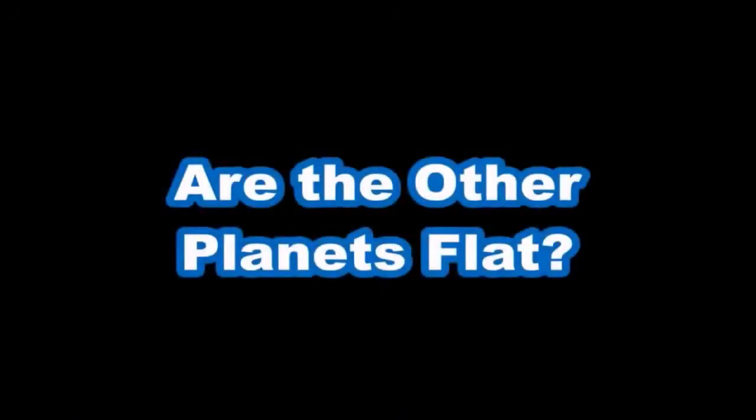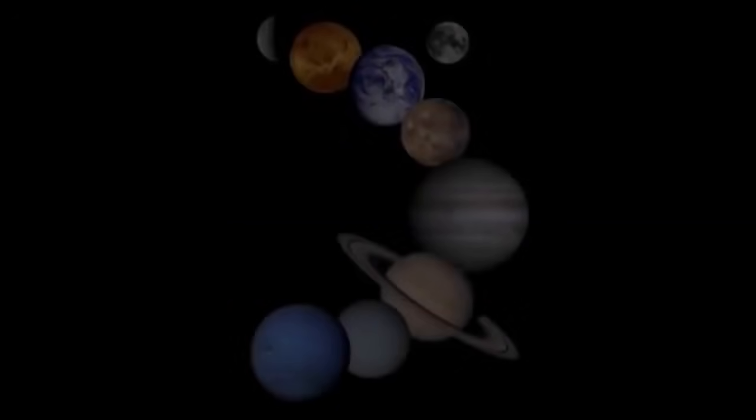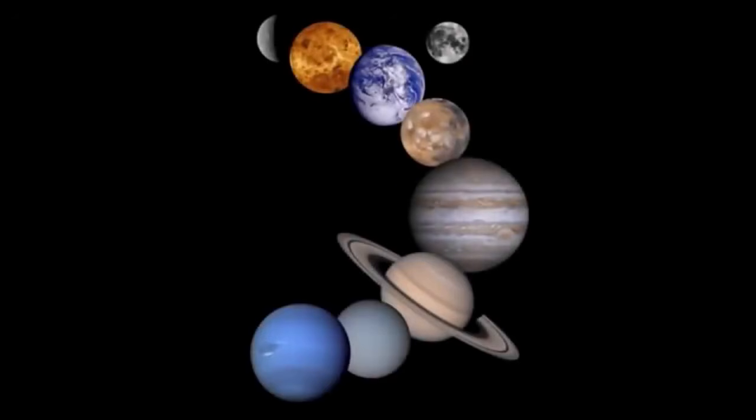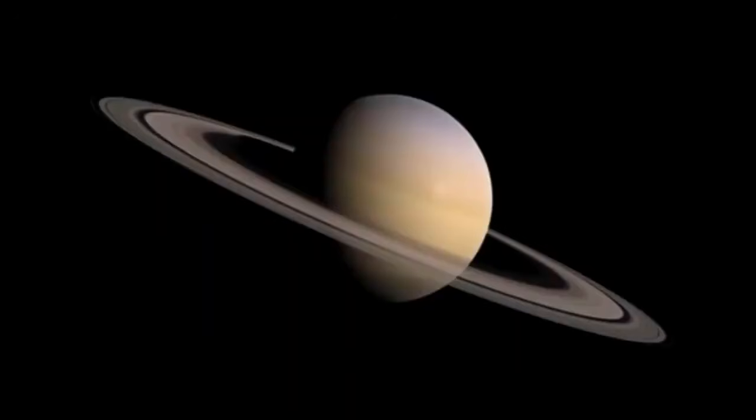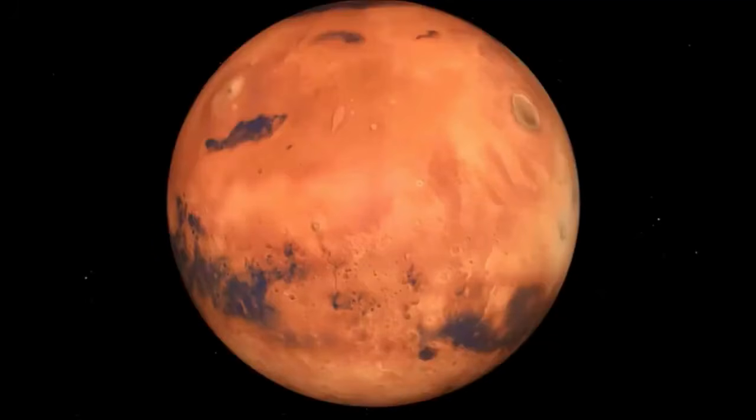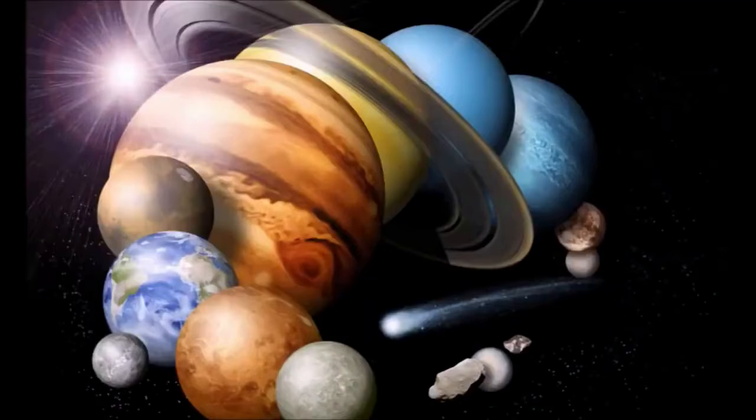Are the other planets flat? When comparing the amateur pictures and videos of what we know as planets, it is obvious that NASA's pictures of planets are CGI fakes. We don't even know what planets are, better yet what shape they are, other than that they are lights in the sky.